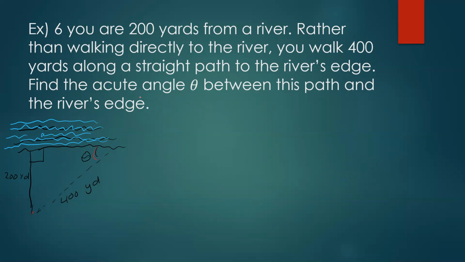And when they say acute, that means it has to be less than 90, right? Because this is already 90 here. This forms a right triangle. So the other two angles must be less than 90. That's why they meant acute. Okay, so what we can do is, first let me write the SOHCAHTOA.